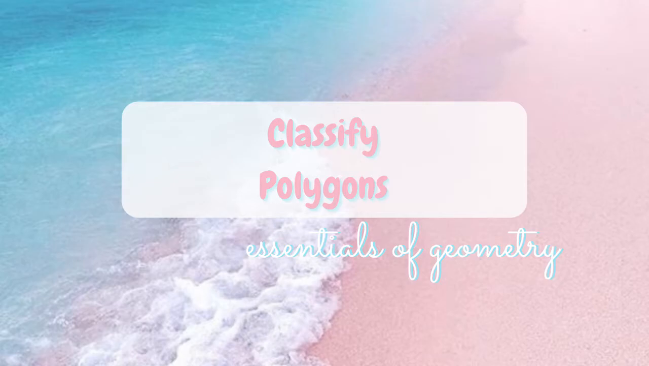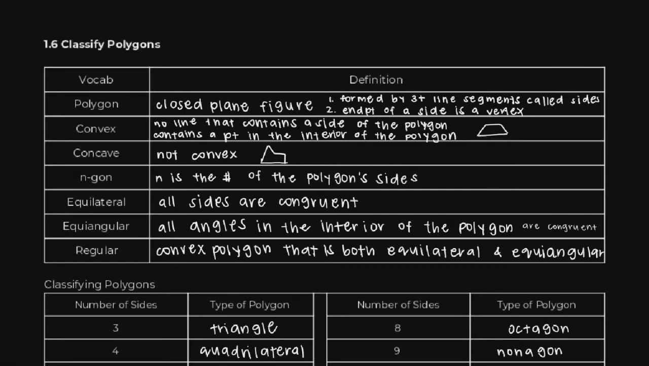Everyone, today I'll be going over 1.6, classify polygons. So let's first go over some vocab. A polygon is a closed plane figure. It's formed by 3 or more line segments called sides, and the endpoint of a side is a vertex.